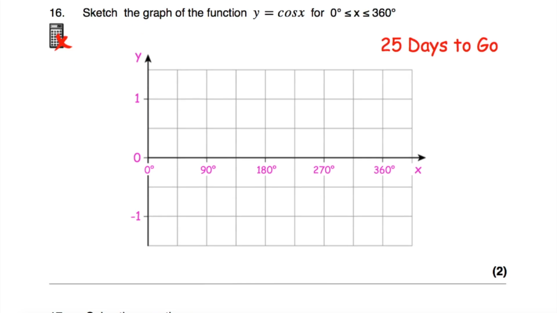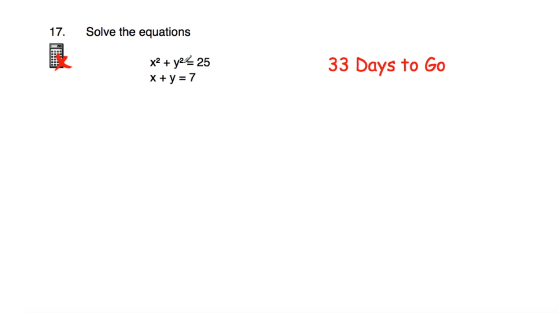Okay, question number 17. So question number 17 is simultaneous equations, nonlinear simultaneous equations, and we covered that with 33 days to go. So in terms of this question, what I would do is I'd make x or y the subject of the bottom one, and then just substitute that into the top one, and then you'd be able to solve that, and then find what y is or x is, and then substitute that into the other one to find what the other letter is, and that's it.